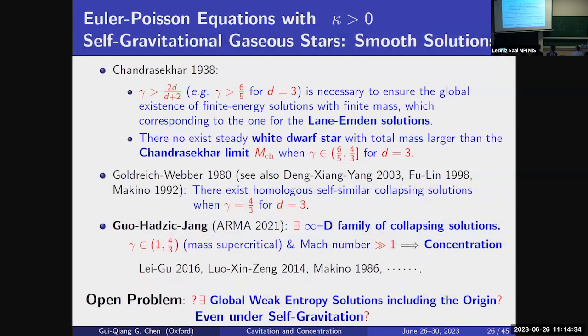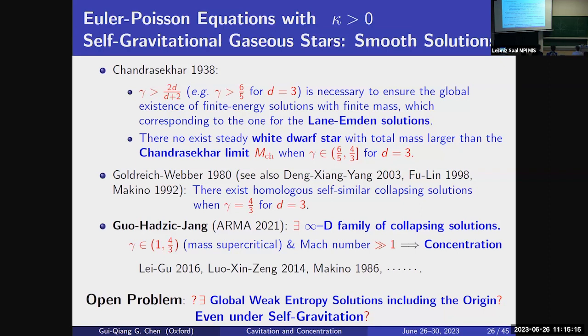Now for the time-dependent problem, with gamma 4/3, Goldreich and Weber in 1980 constructed a global family of self-similar solutions, but collapsing solutions. And most recently, Gui-Qiang and coauthors proved an infinite number of solutions. Collapsing means it forms concentration. When gamma is between 1 and 4/3, if the Mach number is sufficiently large, then you form concentration. This is the case.